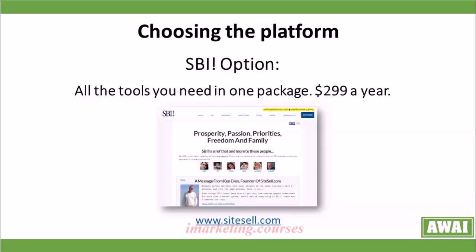So choose the platform. The SBI option. We have price sticker shock here. All the tools you need in one package, which is actually interesting, because the keyword research tool in Solo Build It is called Brainstorm It, and it's very, very good. It is a professional grade tool. It is as good as Ubersuggest. It's as good as Word Tracker, which is kind of an industry benchmark. And you're getting your email delivery, your hosting, your domain name, everything all in one package. And there's a price to that, $299 a year, and it is per year per website.